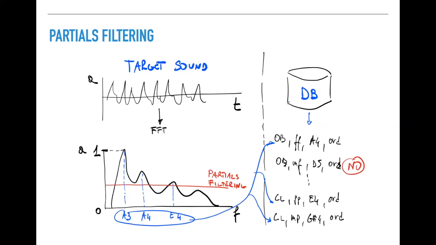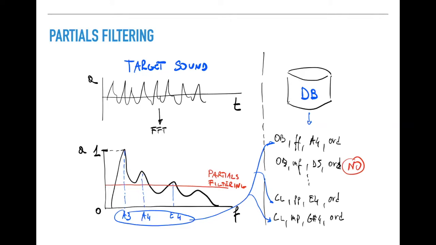Then the partial filtering is a threshold that you put on this envelope, saying that you only consider for orchestration the peaks that are above this threshold. In this case, we don't consider the last peak. Since each peak, each partial, corresponds to a note, this will filter the database and will use only files that have this note as a reference note. So for example, in this case, we'll select the oboe A4, the clarinet E4, but we will not select the clarinet G4, G sharp 4, or the oboe D5, and so on.